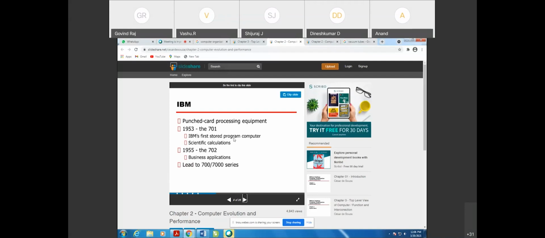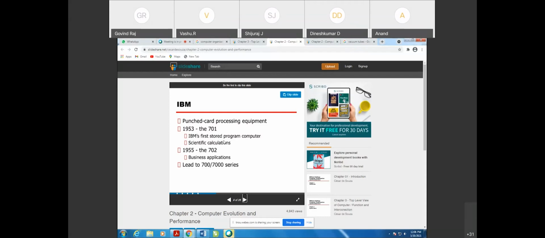The first stored program computer, if we see, is the IBM 701. The concept was given by John von Neumann. The stored program concept was introduced by John von Neumann, but it was introduced by IBM. IBM introduced the first computer in the year 1953 by the name 701.